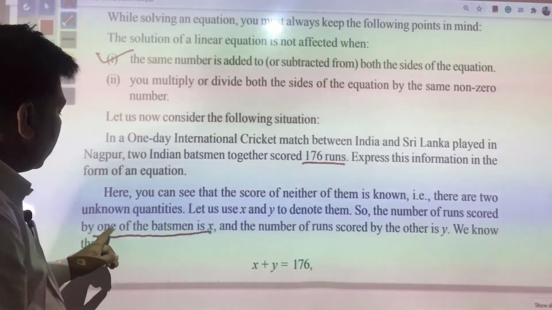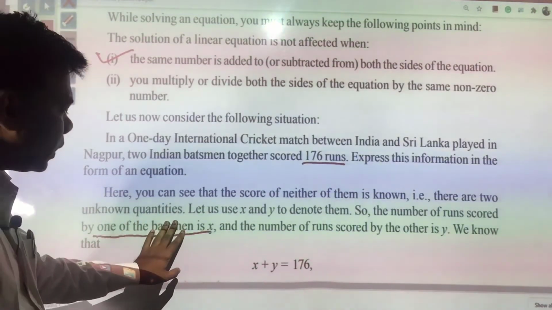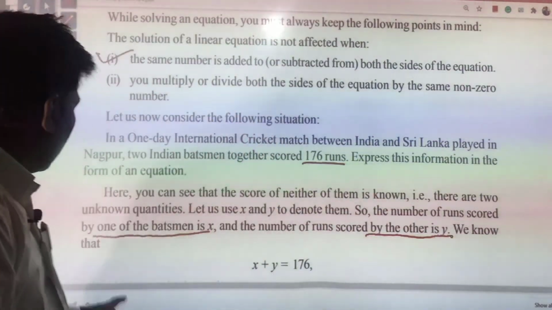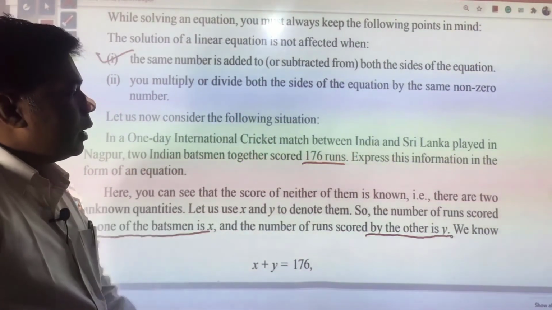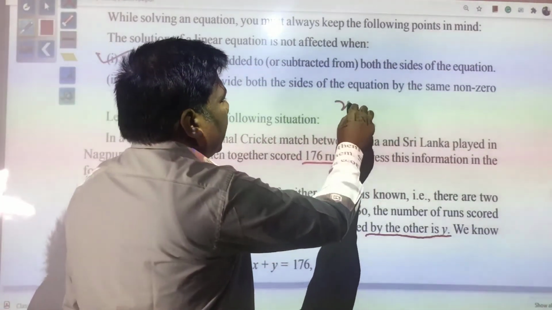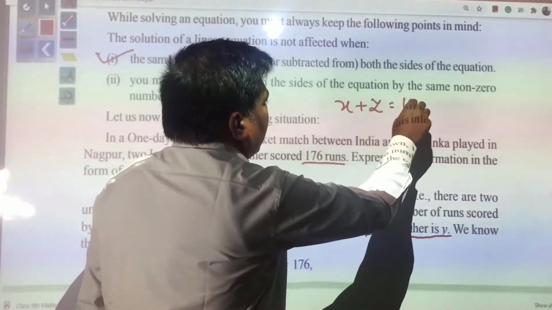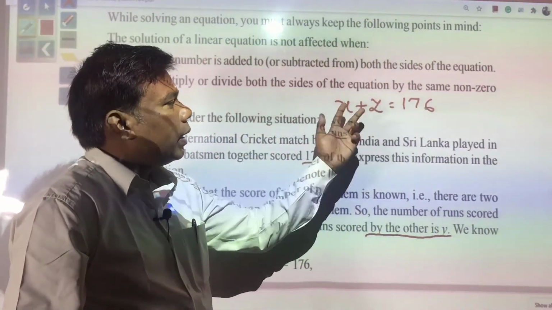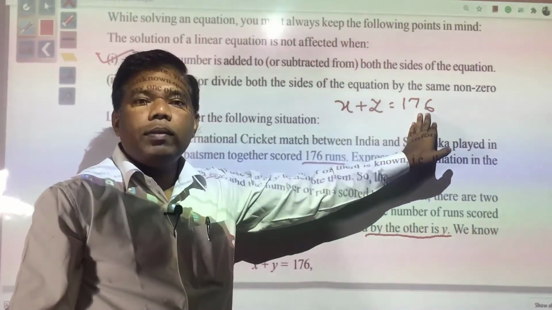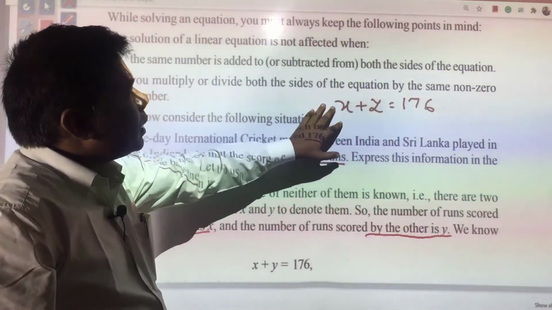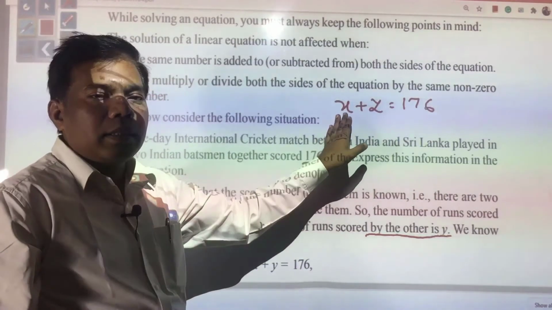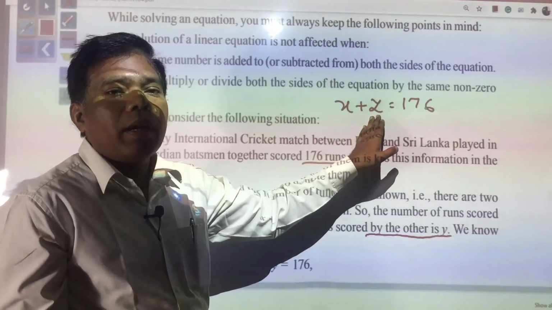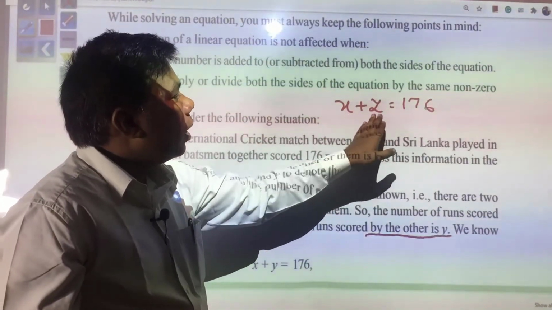Suppose the number of runs scored by the first batsman is x and the second batsman be y. We know that the sum is what? 176. So, the equation can be formed as x plus y is equal to 176. What we knew? We knew that two players are there, they are playing, they have scored together 176. We have assumed that the first player has scored x number of runs. The second player has scored y number of runs, because these both are unknown.